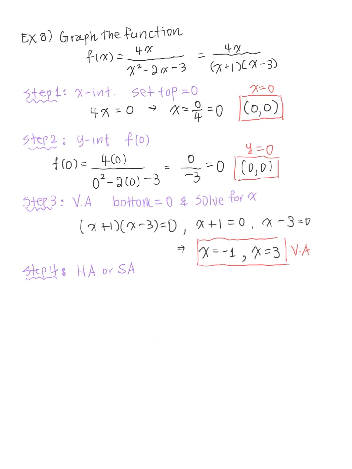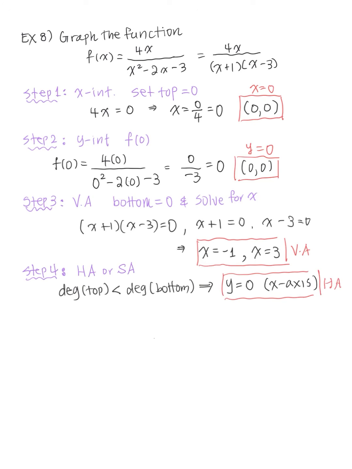Now let's go with the horizontal or the slant asymptote. So let's look at our function here. Is the degree on the top one higher than the degree on the bottom? Nope. So when that happens, you're like, thank God, we don't have to do long division. But here, what's going to be our answer? We do have a horizontal asymptote because the degree on the top is smaller than the degree on the bottom. So in that case, y equals 0 is going to be the horizontal asymptote.